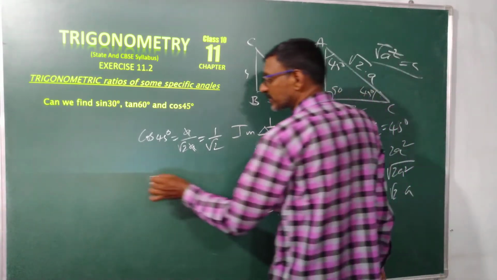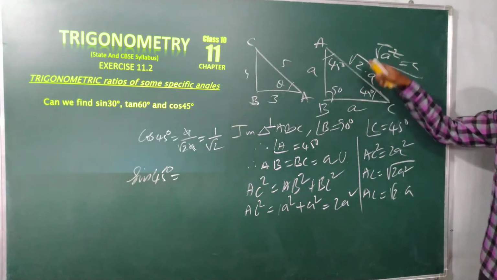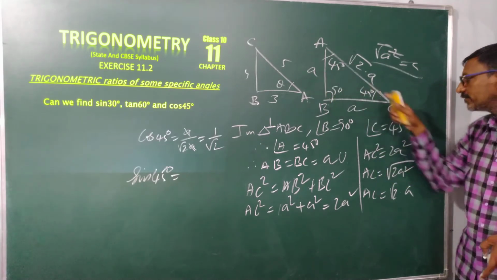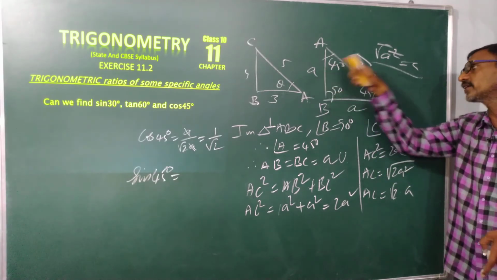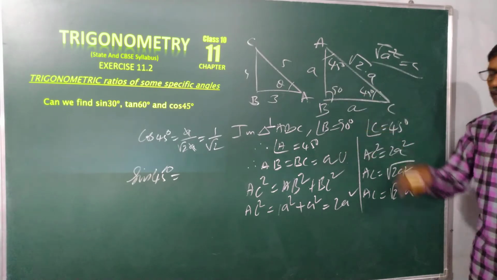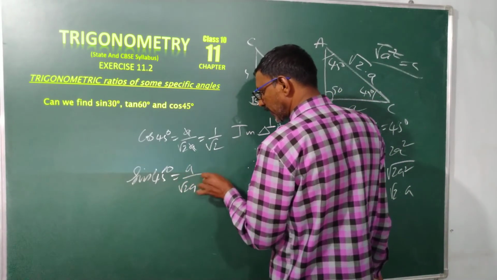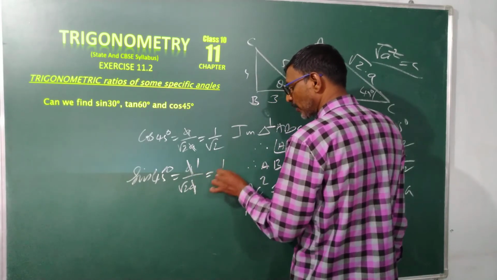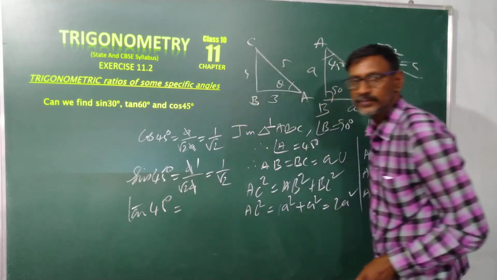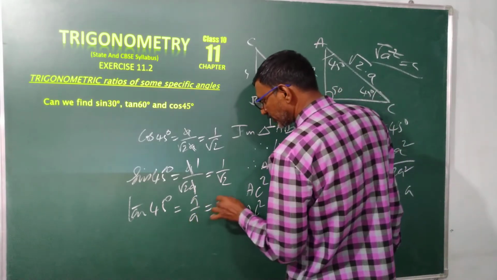Now coming to sin 45 degrees: opposite side by hypotenuse. With respect to C, this is my opposite side and this is my hypotenuse. Opposite side by hypotenuse is sin 45 degrees. So again A by root 2 times A, A gets cancelled one time, 1 by root 2. Similarly, tan 45 degrees: opposite side by adjacent side, A by A is equal to 1.